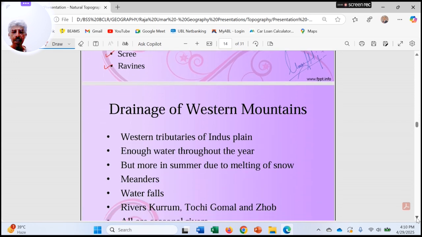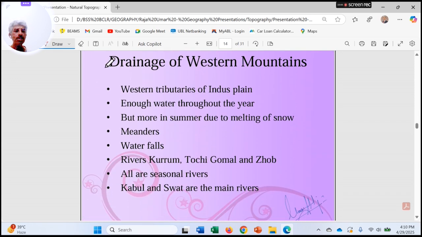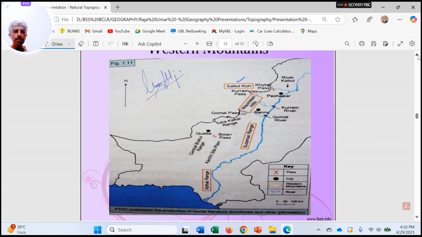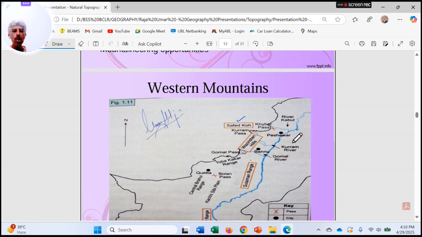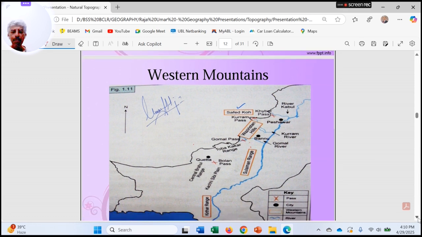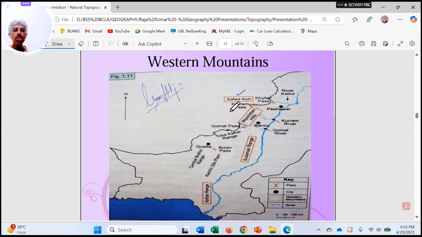Now the drainage patterns of the area, western tributaries of river Indus. Now going back to the map again, here you can see the western tributaries of river Indus. I mean all those rivers which are pouring their waters into river Indus from the western side. So here you can see, very much visible, this is river Indus going across Pakistan, and here you can see this river, this is river Kabul.